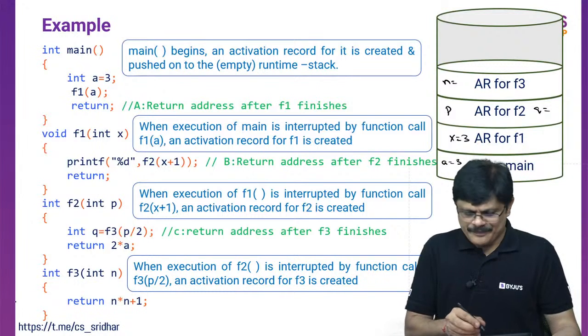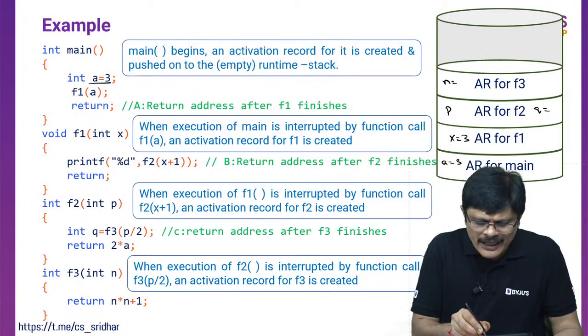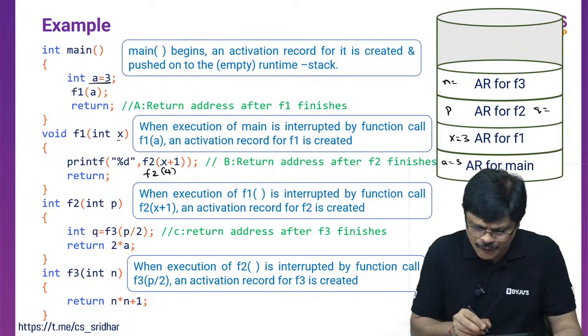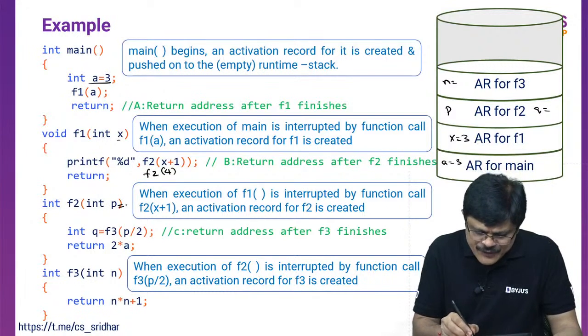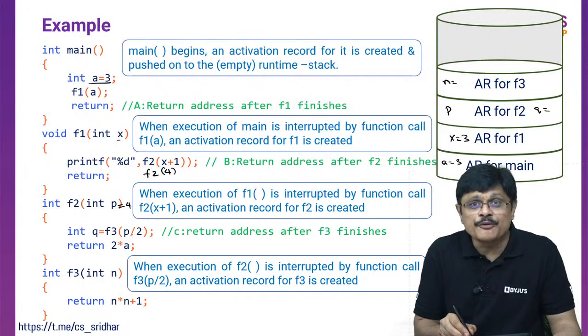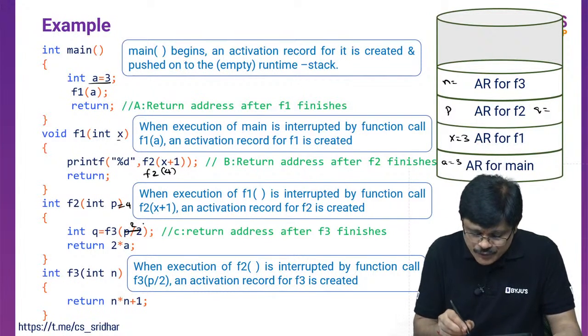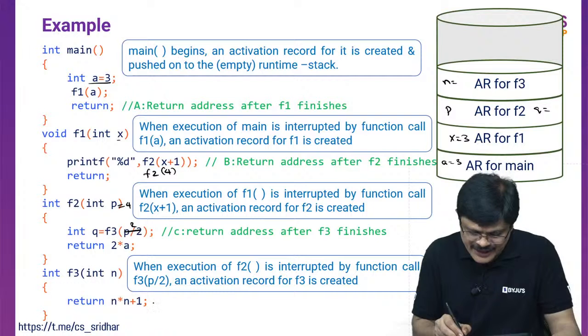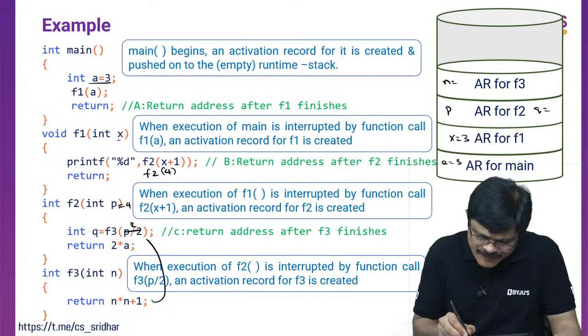Hope you understand. So here A is equal to 3, you call F1 of 3. So this X value is 3 and you are calling F2 of 3 plus 1, that is, F2 of 4. Here the P value is 4, and you are calling F3 of 4 by 2, which is 2. So you call F3 of 2, which means 2 into 2 plus 1, that is 5. It returns 5, so the Q value will be 5, my dear friends.